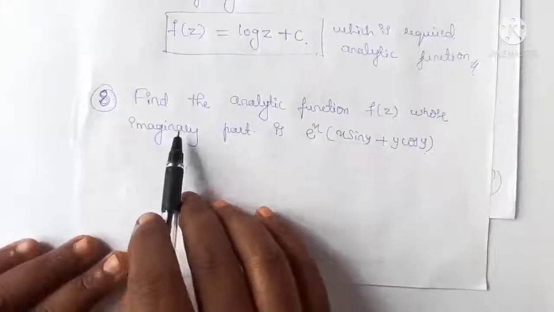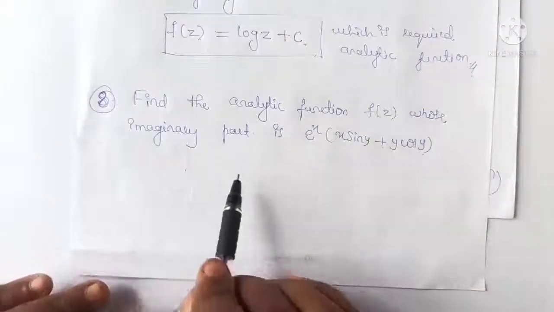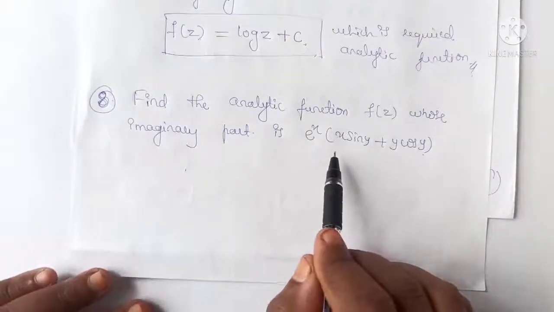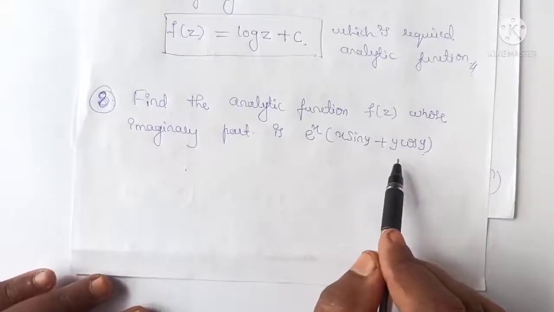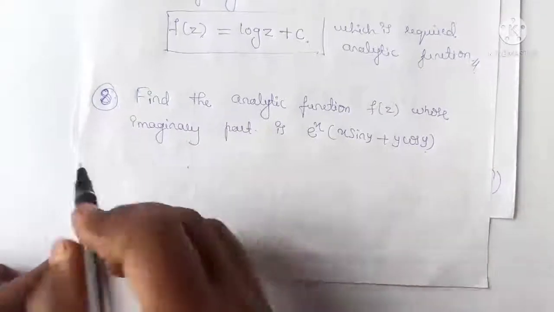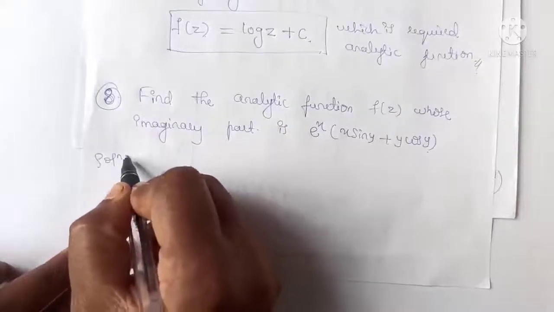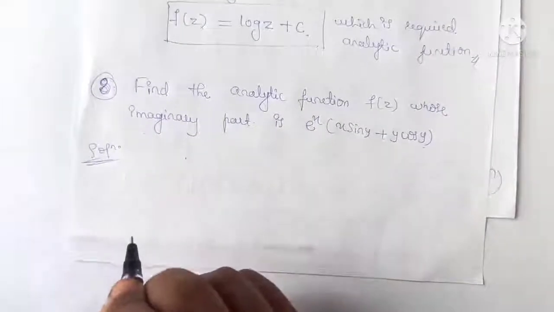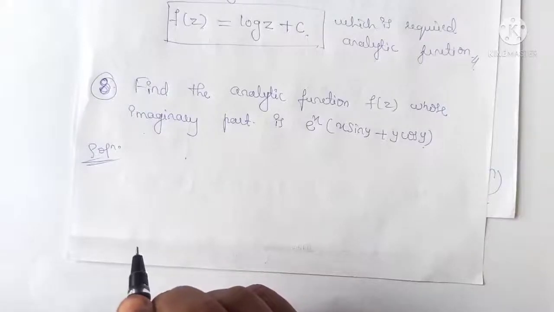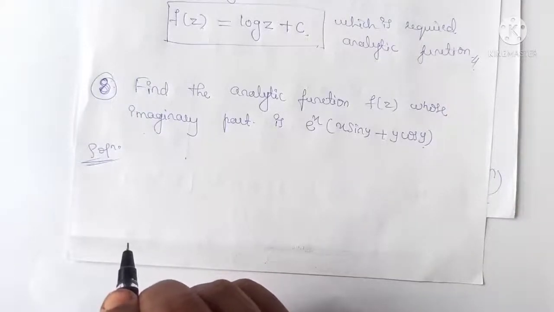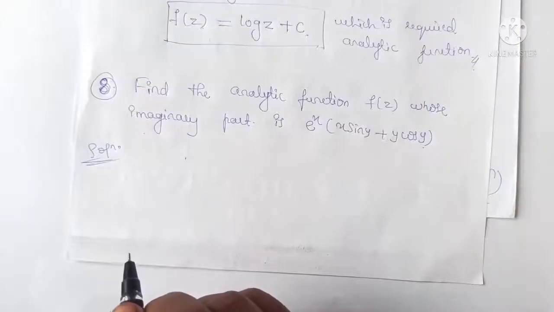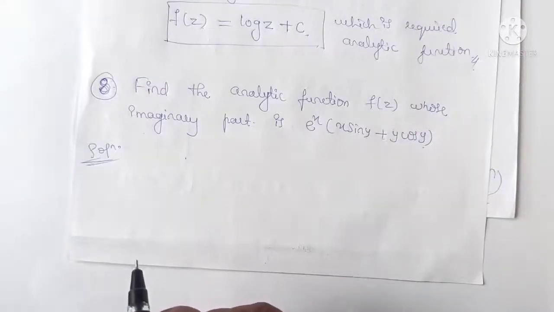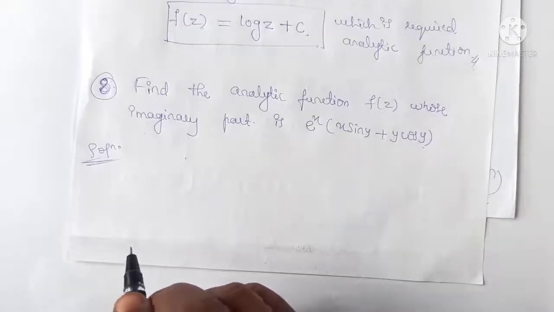Next problem, find the analytic function f(z) whose imaginary part is e^x (x sin y + y cos y), okay. So here the imaginary part is given, that is v is given. According to that we have to find ∂v/∂x and ∂v/∂y. But in f'(z), there we have to replace ∂u/∂x in terms of v, that is by using the CR equation, okay.